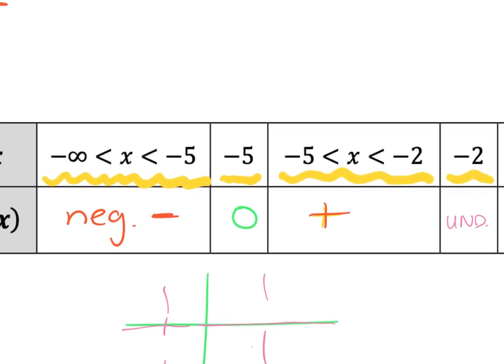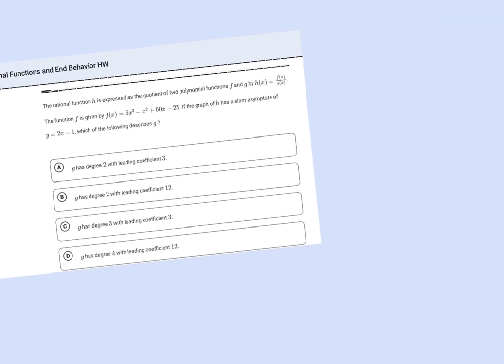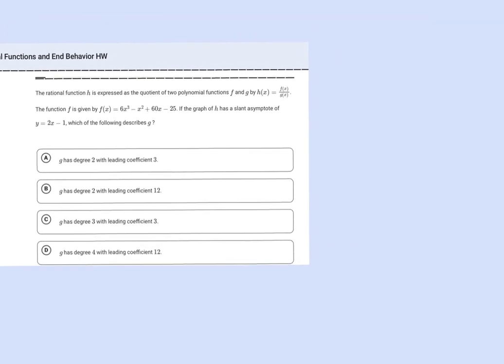Okay, yesterday I told you this was 4. This is the one I had you skip. So it says the rational function h is expressed as the quotient of two polynomial functions f and g by h of x equals f of x over g of x. So what that tells you is which one goes in the top, which one goes in the bottom.